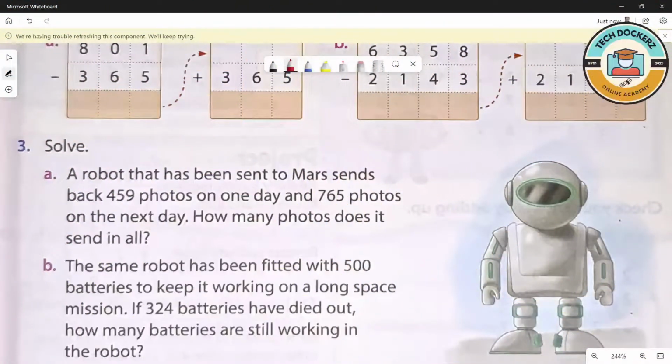Let's start the addition and subtraction with two word problems. Question number 3a. A robot that has been sent to Mars sends back 459 photos on one day and 765 photos on the next day. How many photos does it send in all? So in this question, we found the words in all, so it means we will do the addition.